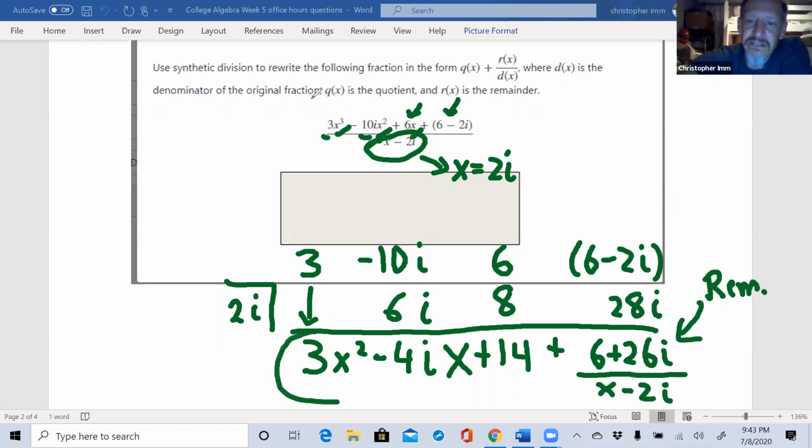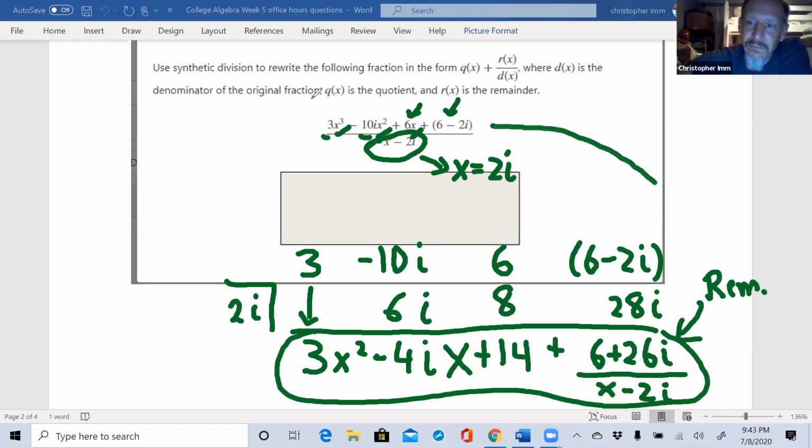So another way to express this division would be that polynomial plus the remainder over the divisor. This example is complicated, so I can see why you missed it. But this will actually help us when we're trying to find zeros.